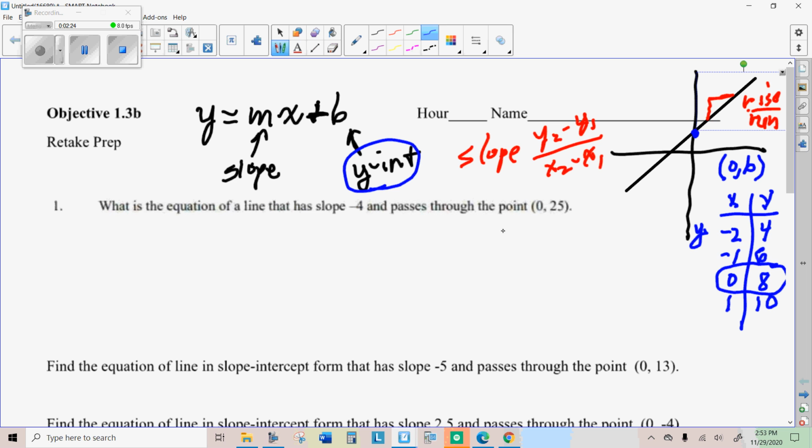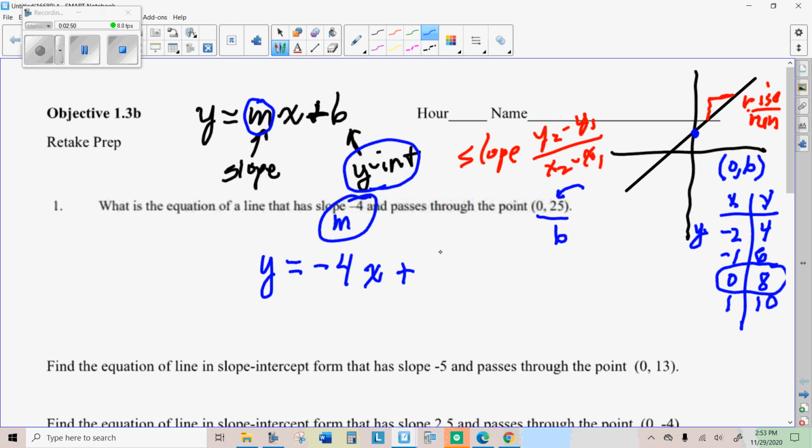So in this first problem, we actually have the y-intercept. It's the point (0, 25), so the b part of your equation is going to be 25. So let's just put a little notation there. That's your b. And your slope is your m, so you can just plug that in. y equals m, which is -4, times x, plus your y-intercept, which is 25. You're done with that one.